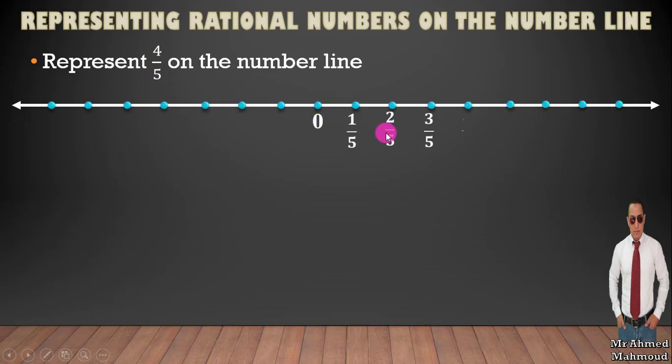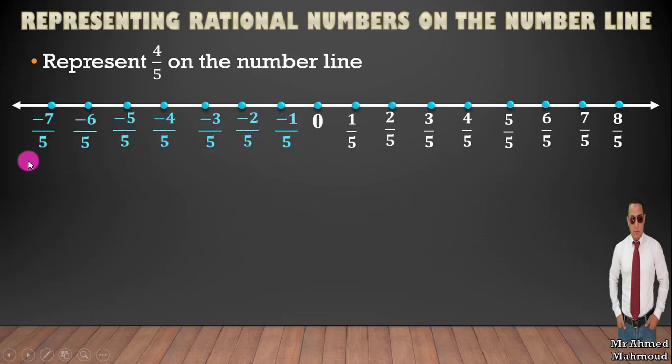0, 1 over 5, 2 over 5, 3 over 5, 4 over 5, and so on. To the left, negative 1 over 5, negative 2 over 5, and so on. Here are the whole numbers. 0 is a whole number. 5 over 5 equals 1. This is a whole number. Negative 5 over 5 equals negative 1. This is a whole number. So this is 0, and this is 1, and this is negative 1.